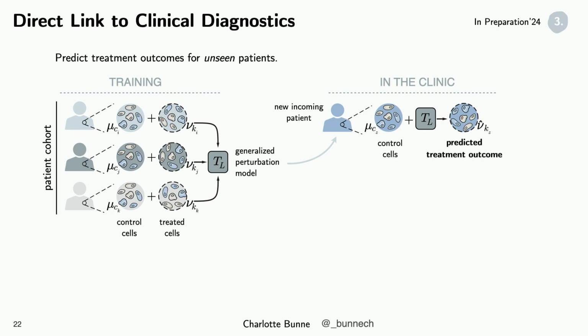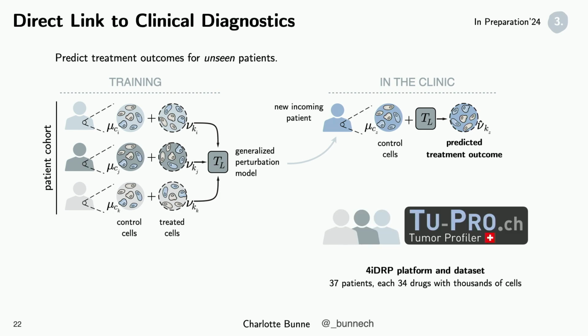I look at the cells before the treatment, how the treatment would change the cell profiles. What type of effects and behaviors do I see? Do the cells respond to the treatment? Do they evade cancer therapy or not? This is part of an ongoing huge initiative in Switzerland called the Tumor Profiler, where we have 37 patients measured with a technology called 4i, developed in the Pelkmans lab, and we have 34 different drugs that were screened, so thousands of cells.